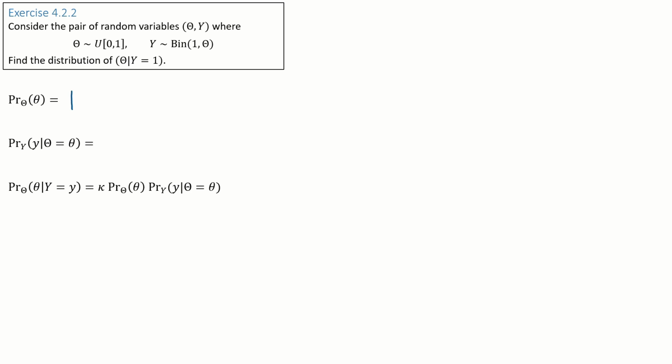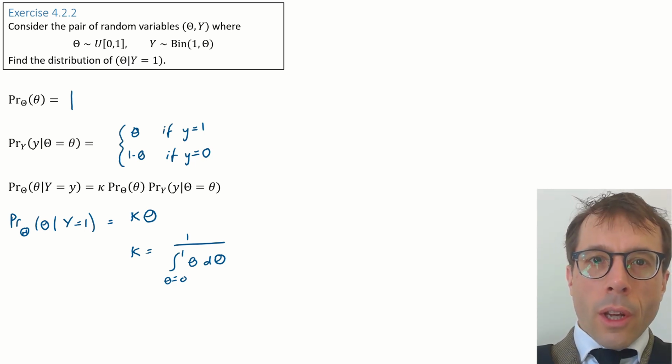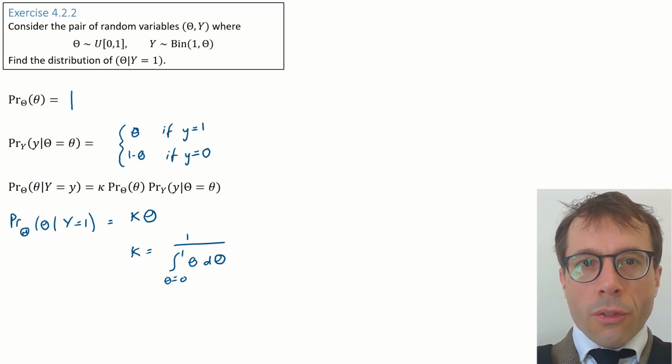Next, write out the likelihood for y, given that big theta takes value little theta. We're told y is binomial with parameter theta, so the probability of y equals 1 is theta, and the probability that y equals 0 is 1 minus theta. Next, write out the conditional likelihood of theta. The question actually asks us, find the distribution of theta given y equals 1, so here I'm just writing the y equals 1 case. We get kappa times 1 times theta from the three terms, so simplify to kappa times theta, and we can get kappa as usual from the requirement that the density for theta must integrate to 1.